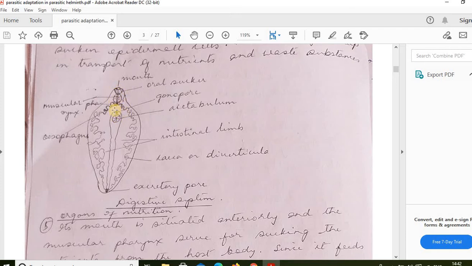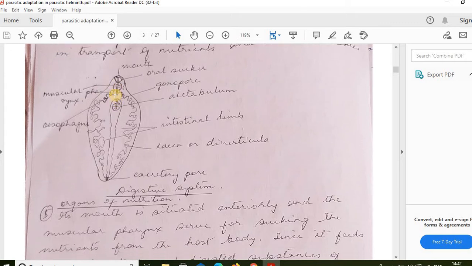Okay, so here, this pharynx is connected to this intestine. This is known as caeca or diverticula, which spread to both sides of the body. So they do not have a proper digestive system or complete digestive system.